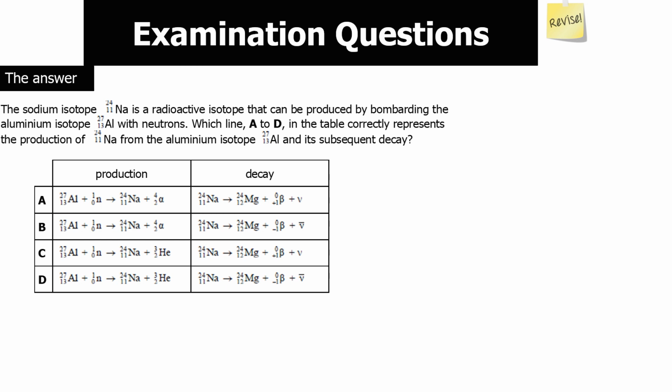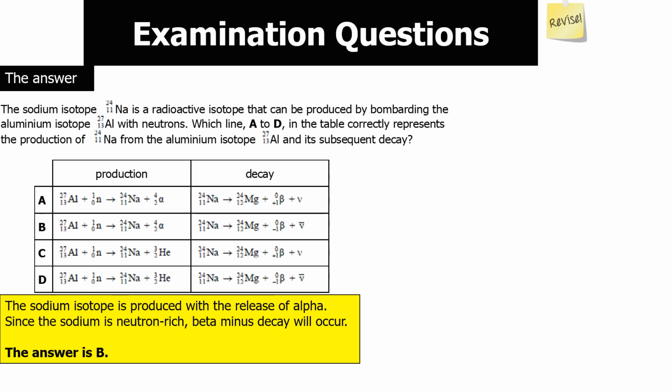Right, the answer here is B, because the sodium isotope is produced with the release of an alpha particle. And since the sodium isotope, 24 11, is neutron rich, and neutron rich isotopes decay via beta minus decay, our answer is B.